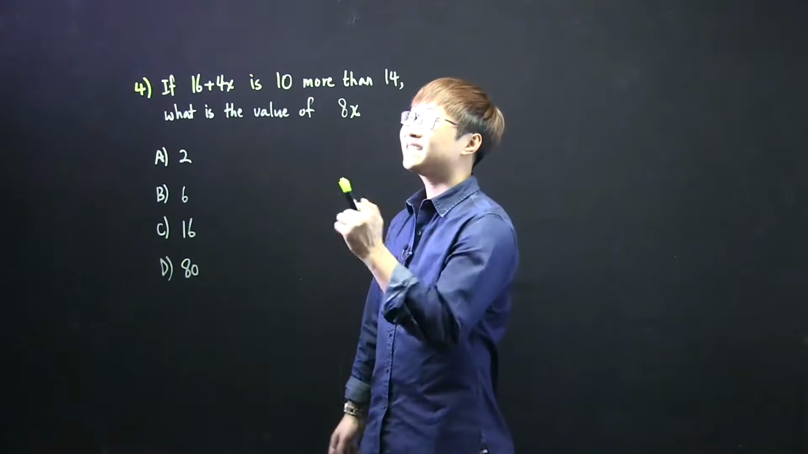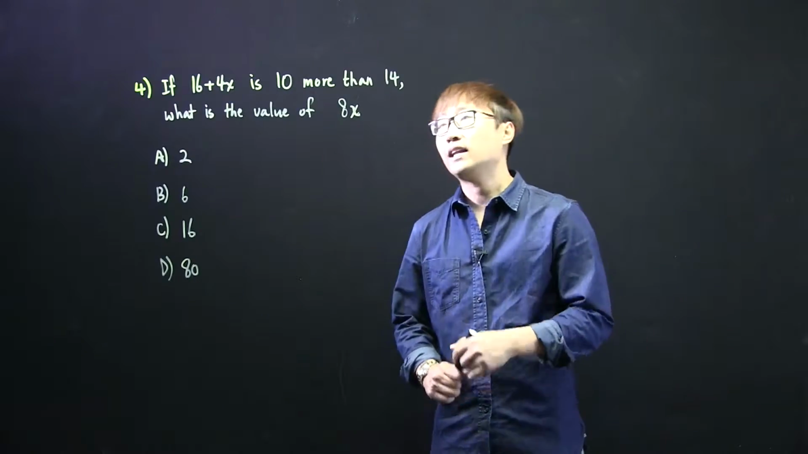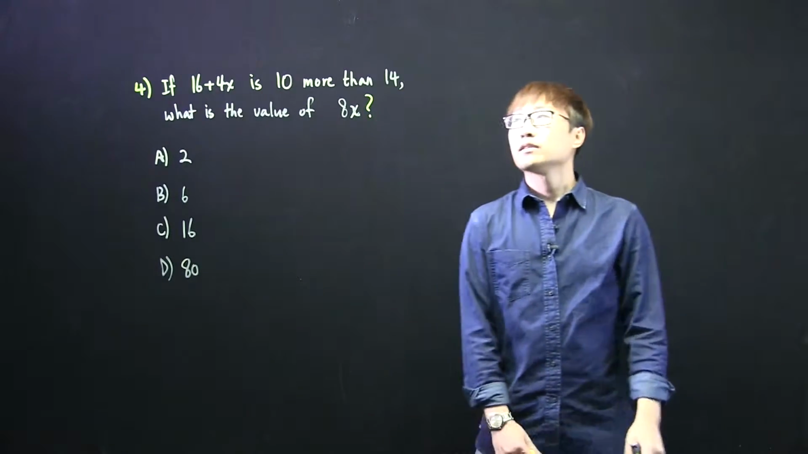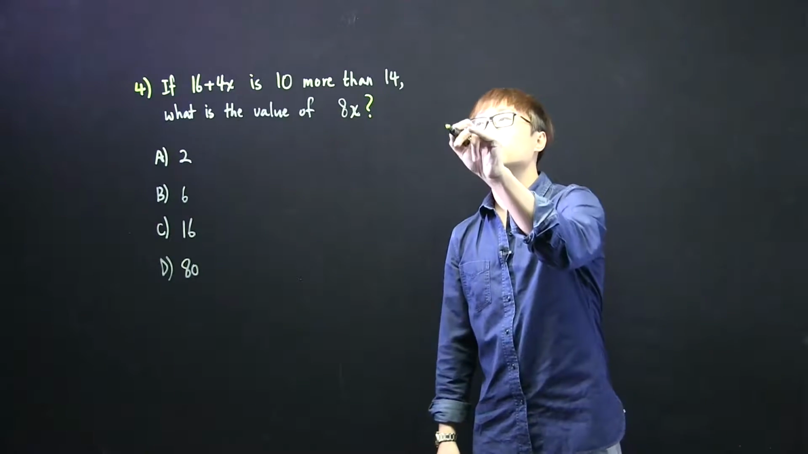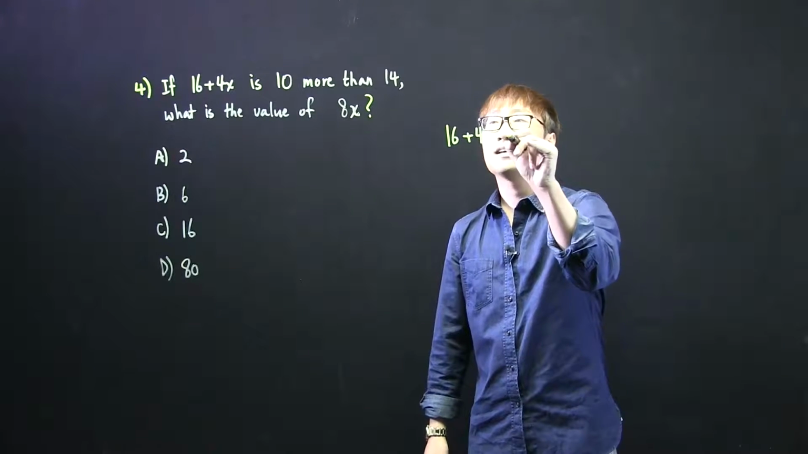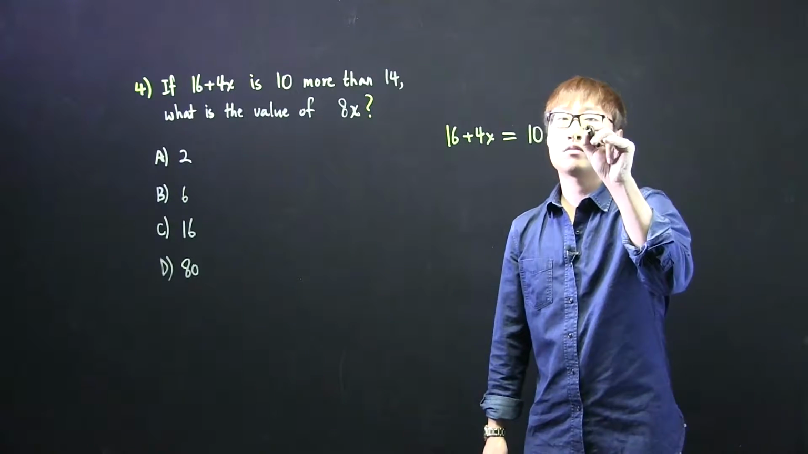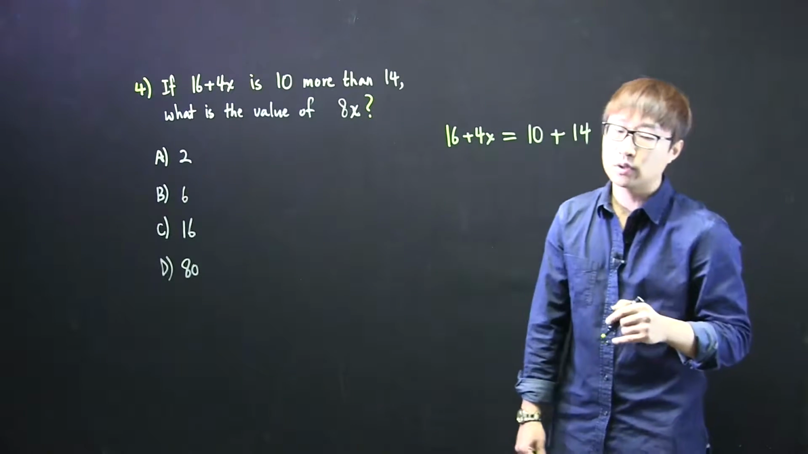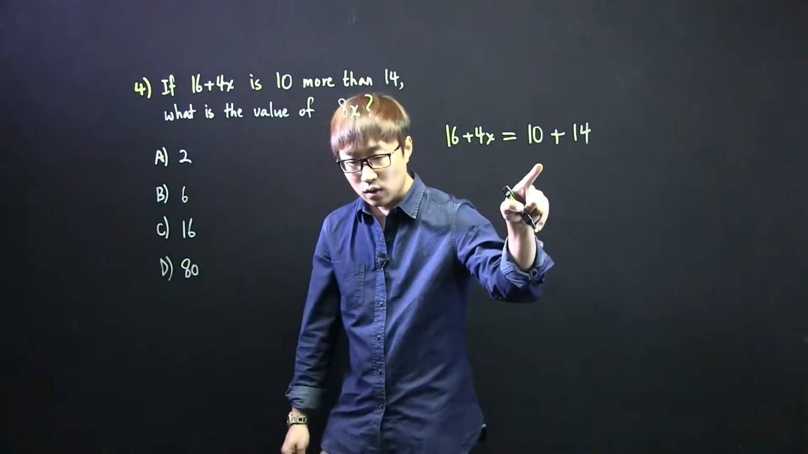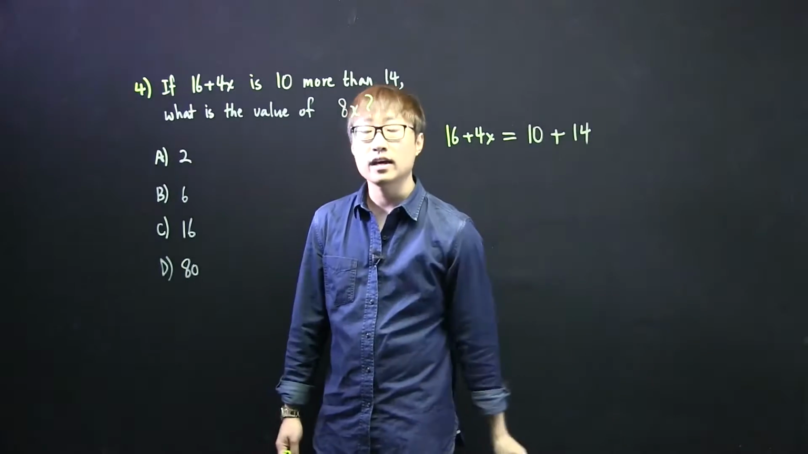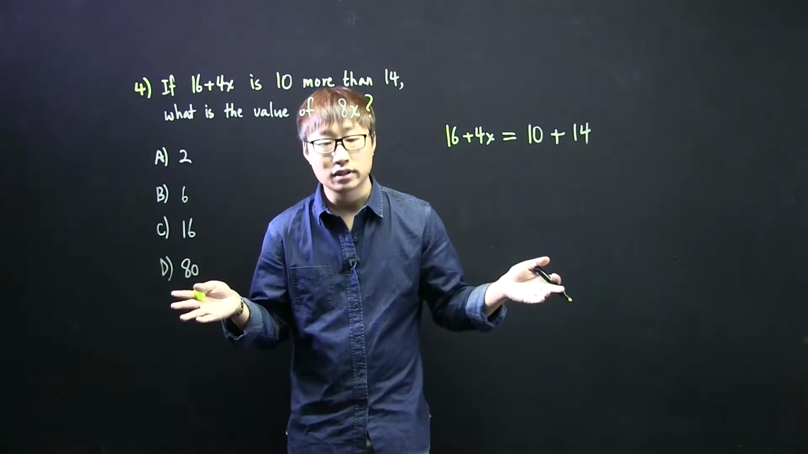Number 4, if 16 plus 4x is 10 more than 14, what is the value of 8x, right? Okay, so let's just write that out in better mathematical language. So 16 plus 4x is 10 more than 14, right? We can all do that, right? And now I'm about to show you guys a little trick here. So a lot of times when you face an equation like that, what does everybody do? Go ahead and solve for the x, right? I'm going to do that, and then I'm going to show you if I had to actually do that, right?